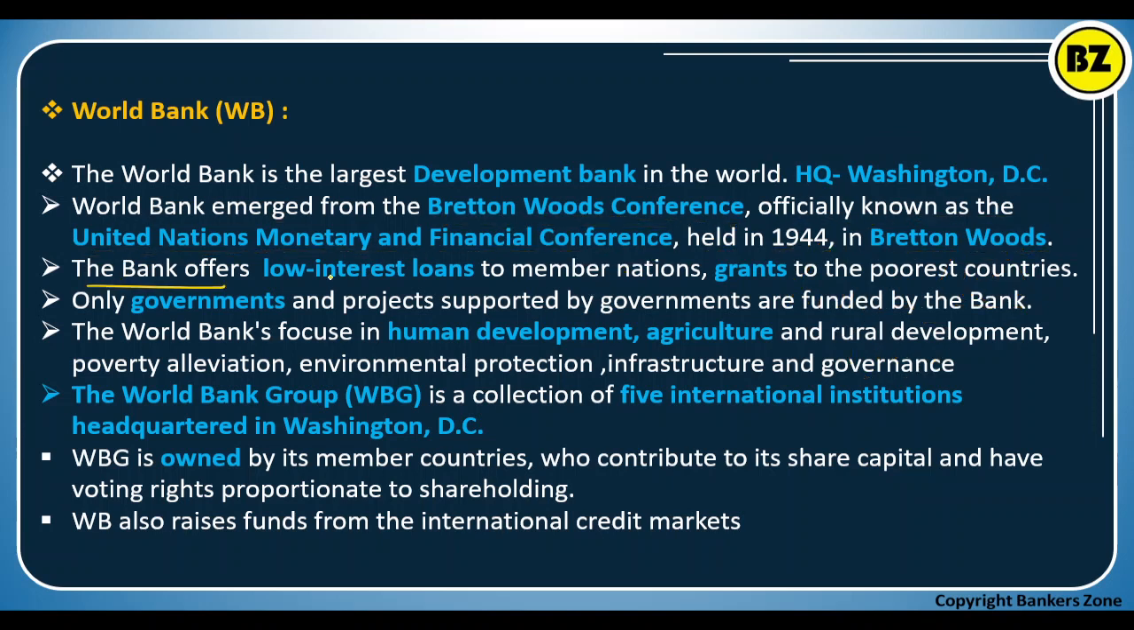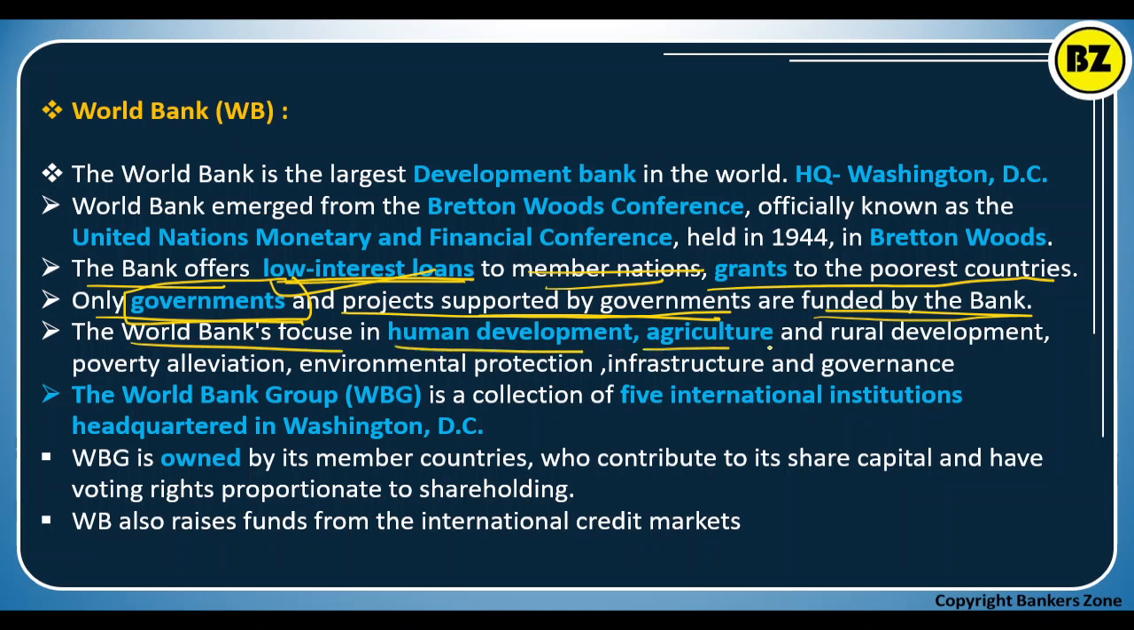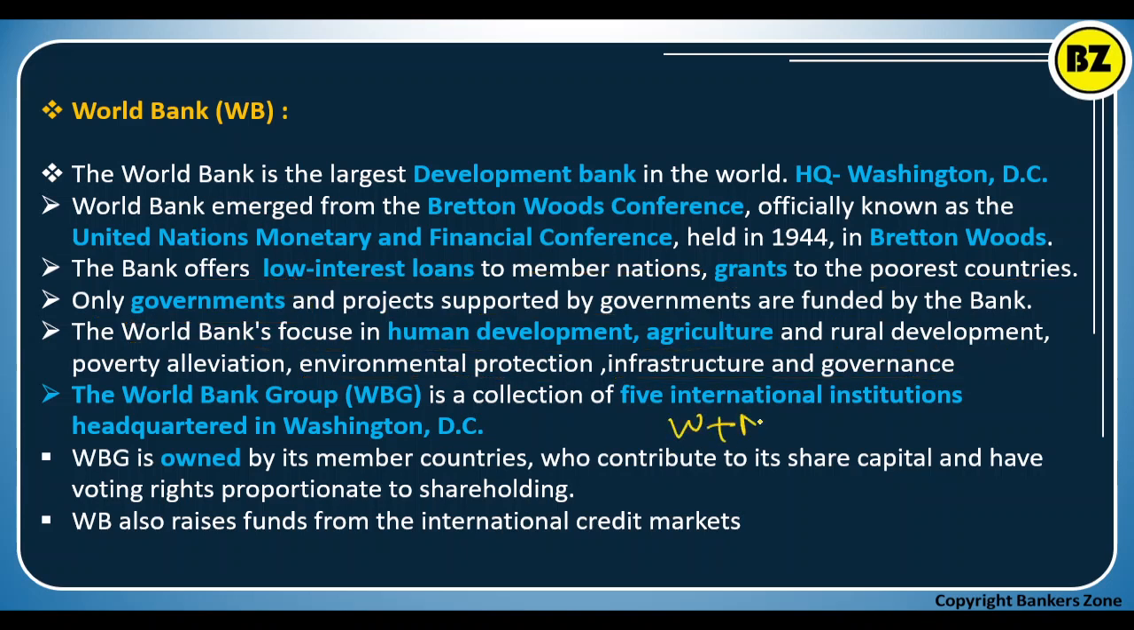The bank offers low interest loans to its member nations and grants to the poorest countries. Only projects supported by the government are funded by the bank. The World Bank does not support any private projects. They support projects which are run by the government, or which can be recognized by the government. The World Bank focuses on human development, agriculture and rural development, poverty alleviation, environmental protection, infrastructure and governance.